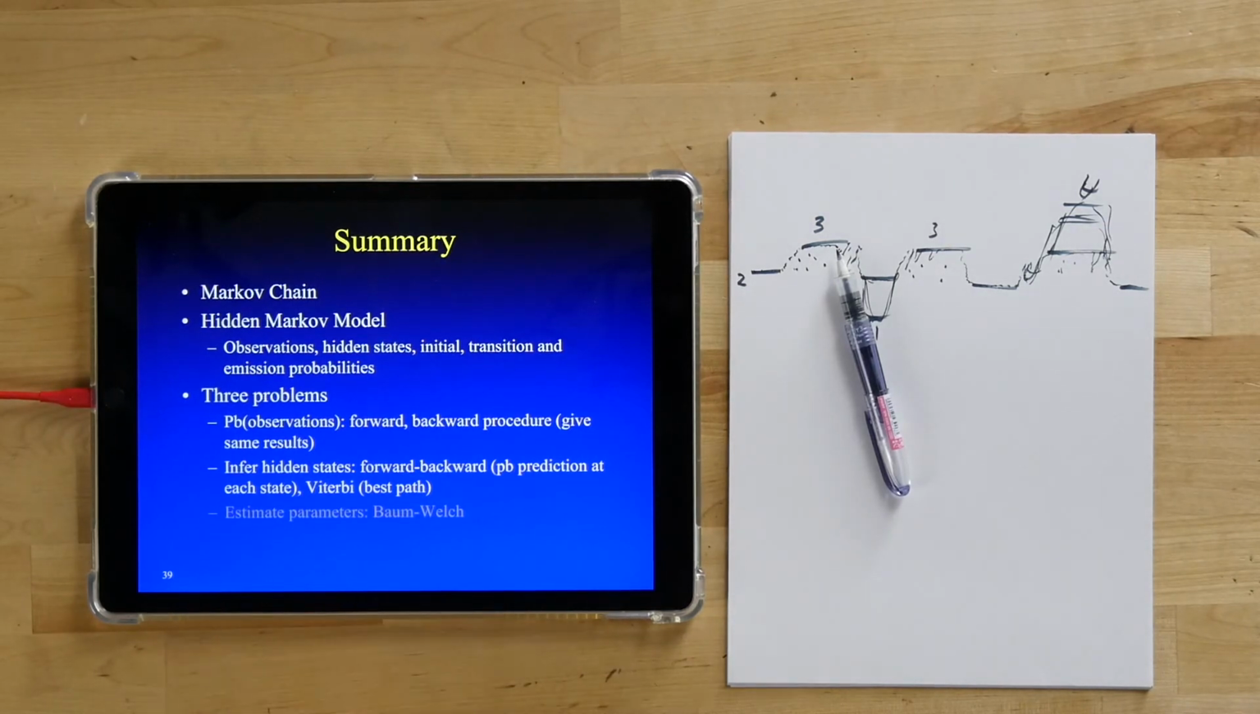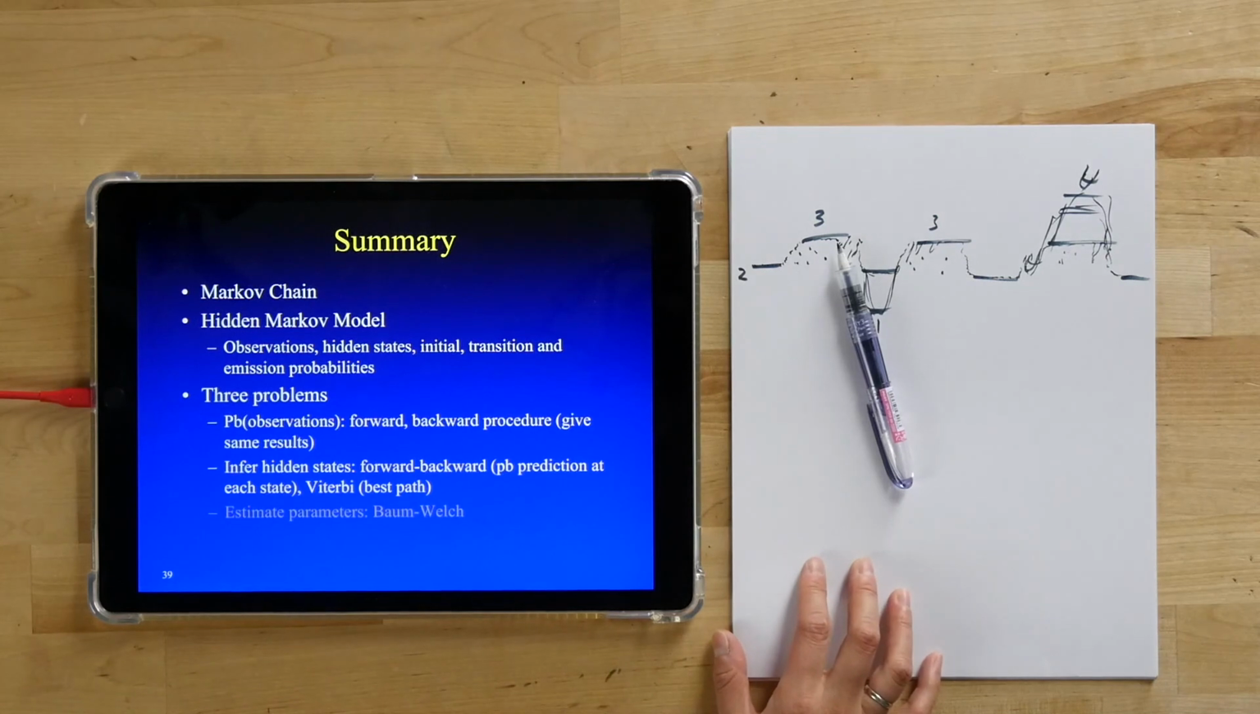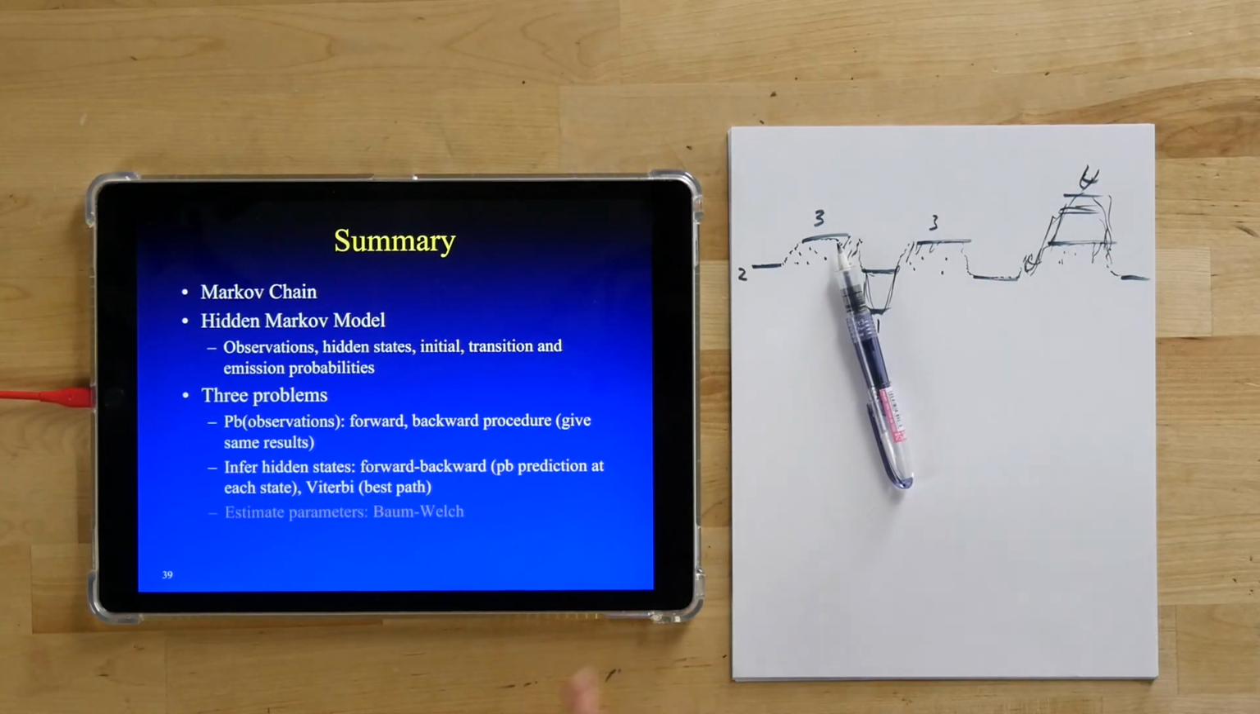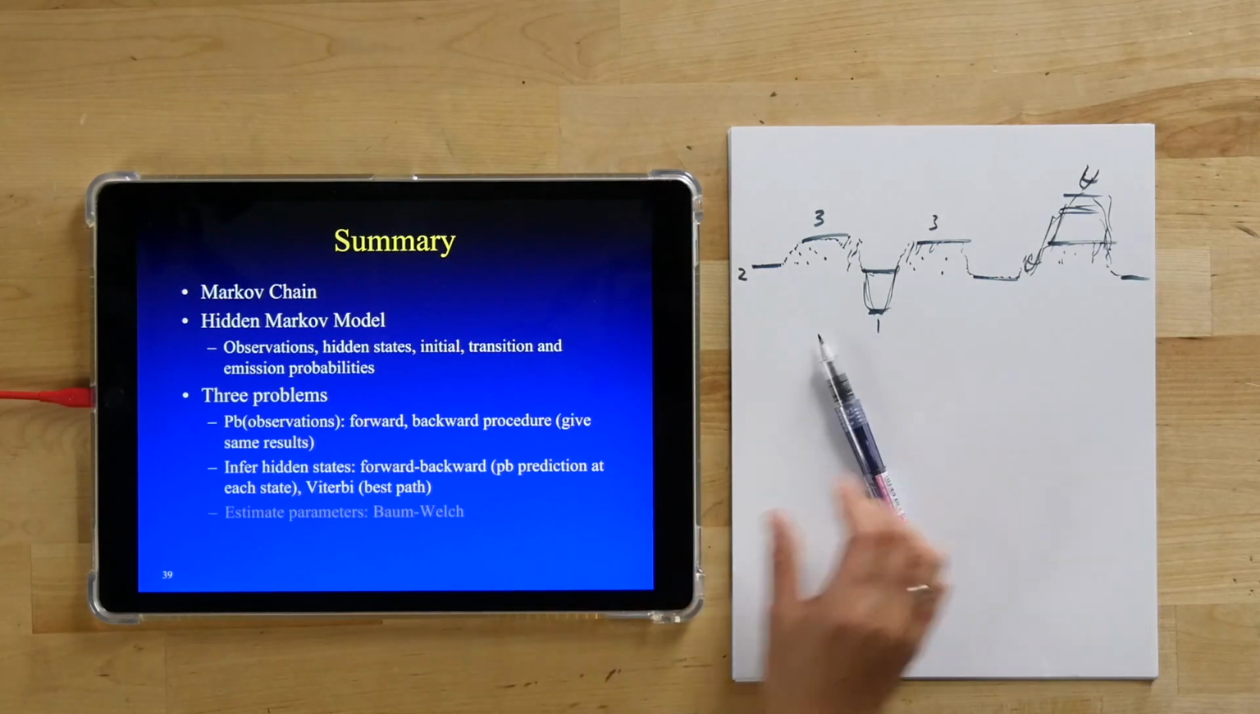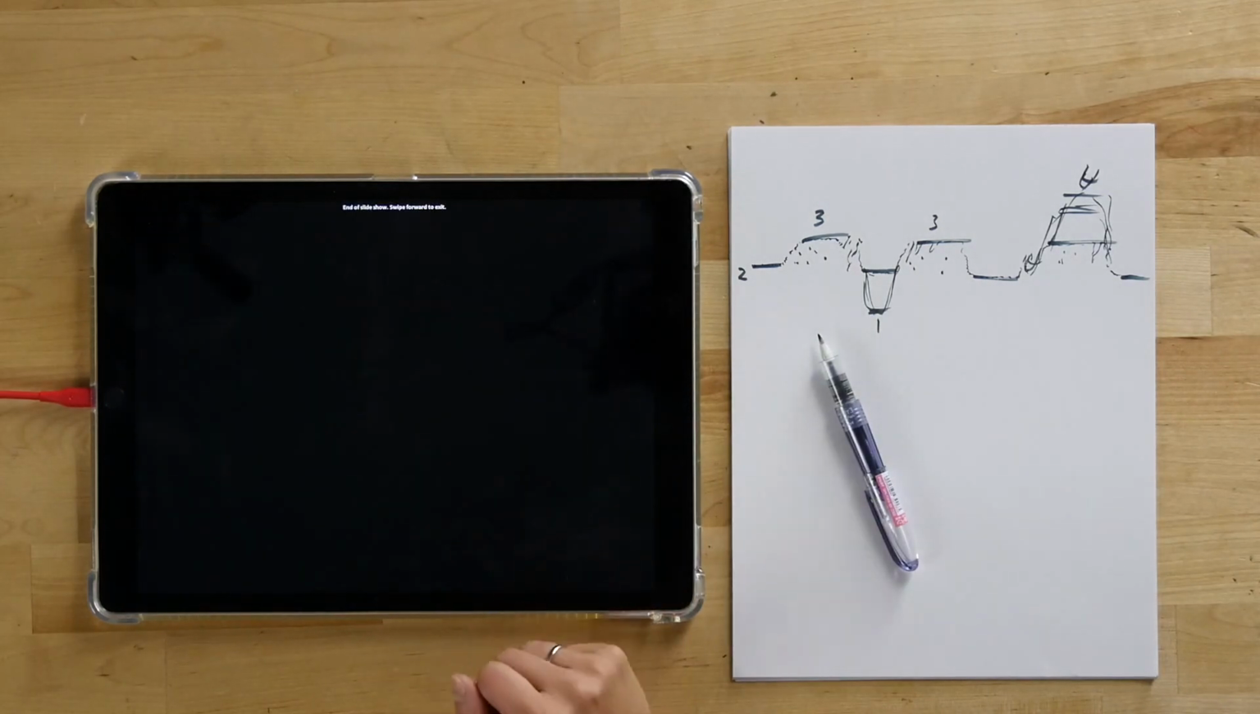And the third question is, if I don't even give you the parameters for the hidden Markov model, can you estimate the parameters as well as estimate the hidden states? And there, we don't have an optimal solution. You have to restart a number of times and approximate, get to a local maximum, and that's using the Baum-Welch algorithm. Okay, that's it for today.